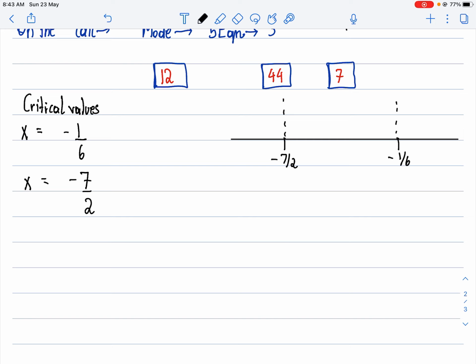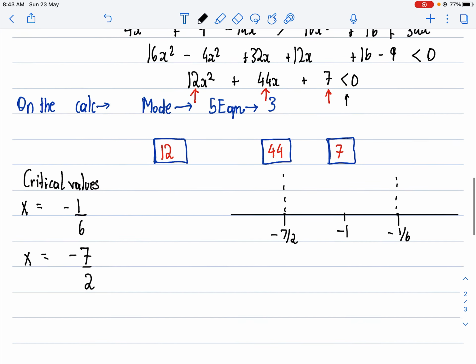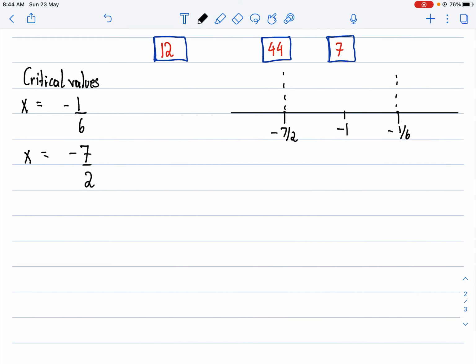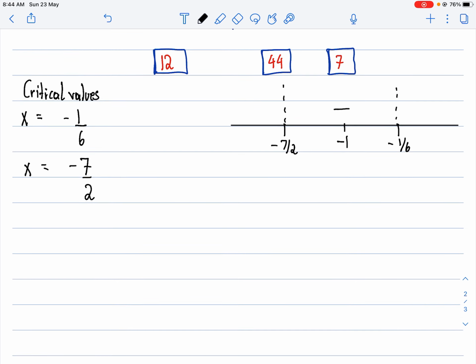Now I can take a value between them. Let's say I take minus 1. I'll substitute minus 1 in this equation. So I get 12 into minus 1 the whole square, which is 12, minus 44 plus 7, which gives me a negative answer of negative 25. So when I took a value between the critical values, I got a negative answer. And the sign after every critical value changes. So this becomes positive and even this becomes positive.